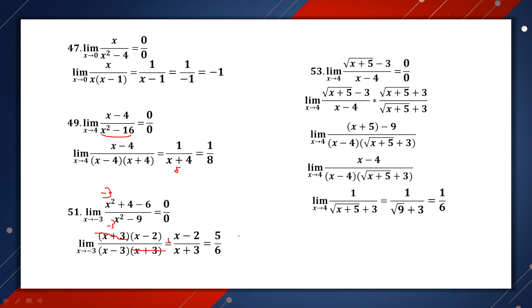And the same for the 53. We get x to the 4th limit, and 4 minus 5 is 9. And here on the top we get 0. x minus 4 is also 0, so we got 0 over 0. And so we must multiply this. This is 1.